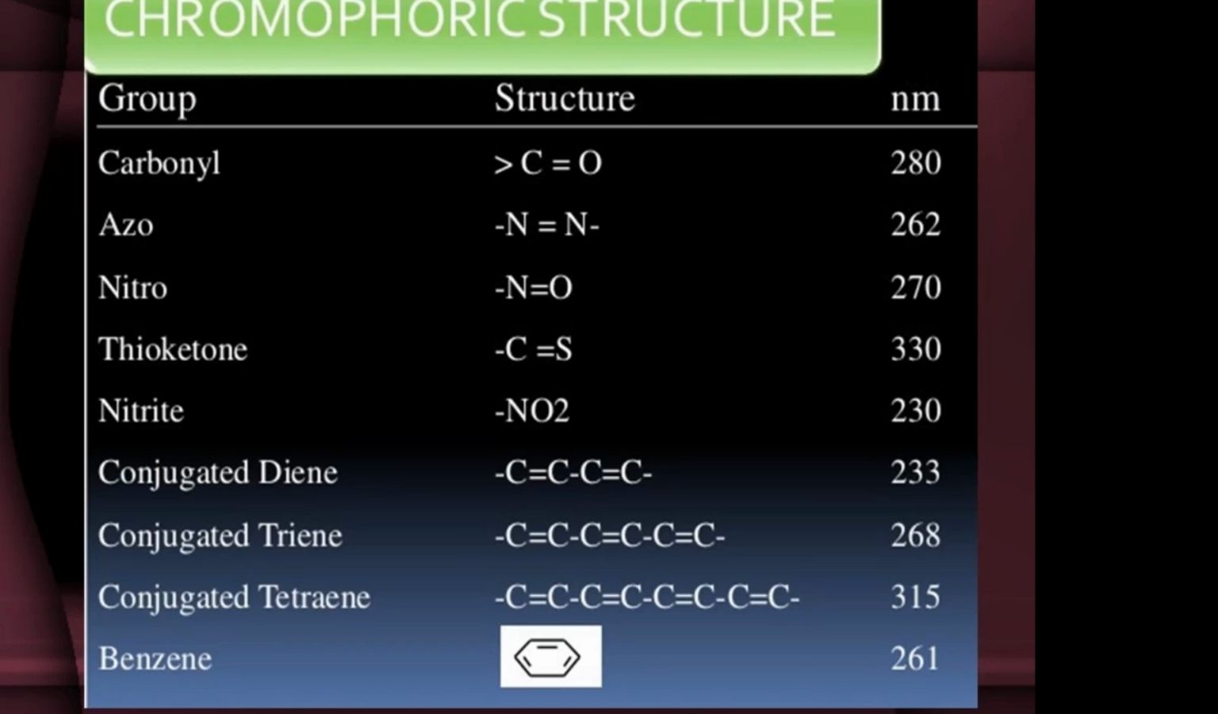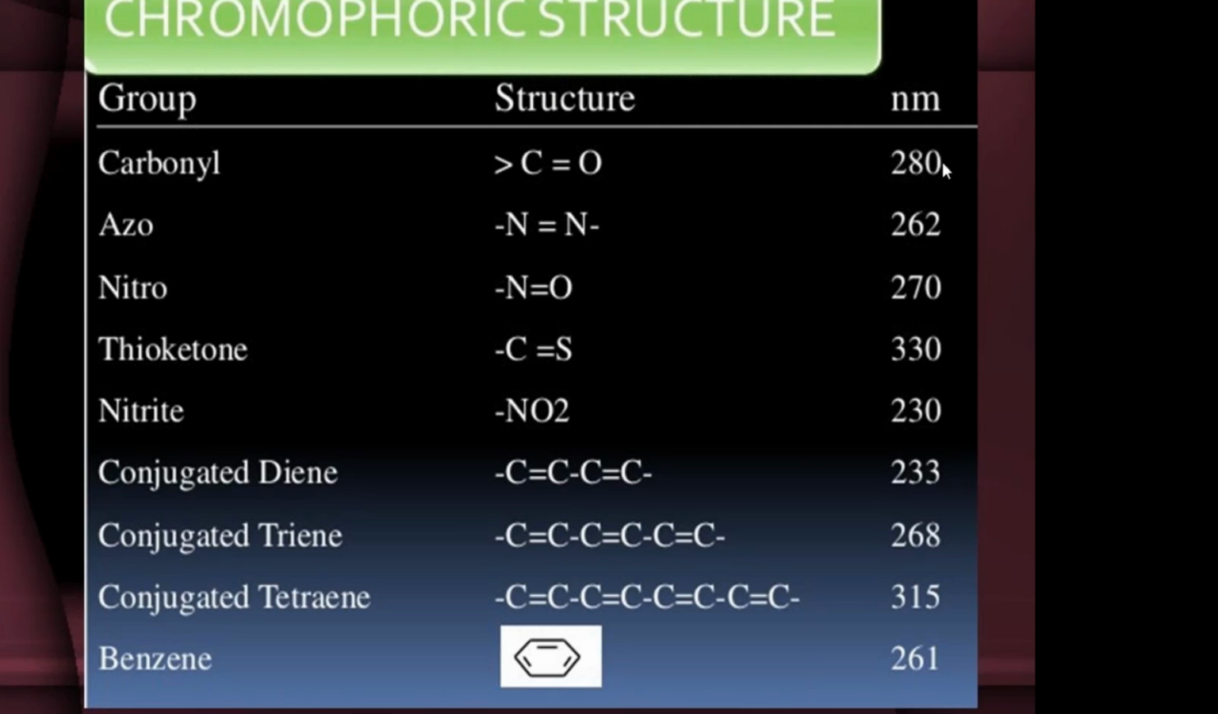So here you have the various chromophores. I have put this for information. You need not remember this. One or two to cite examples is enough. So the carbonyl group, I already told you about this. These are some of the chromophoric structures. I have added some more extra ones.